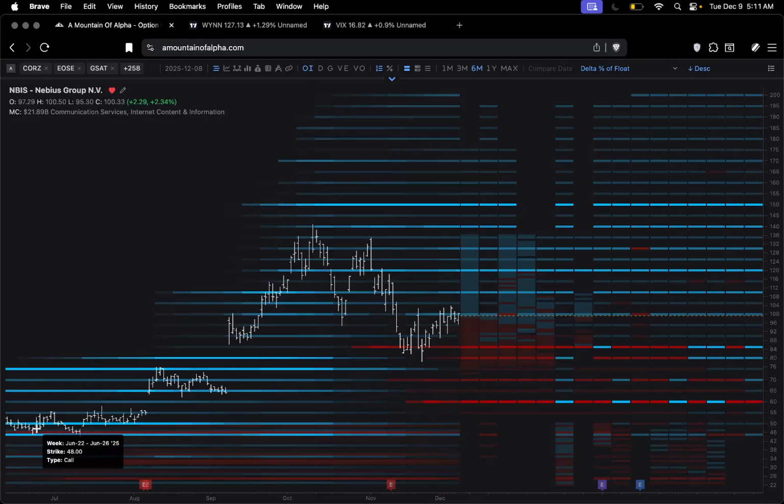Okay, Nebius. I had Nebius down here. I had to sell here because I had a greedy 1-to-1 diagonal trade on. And if I had a 2-to-1, I could have ridden it much higher, but live and learn. Okay, so it looks like we bounced at this 85. See that? There's a put wall.